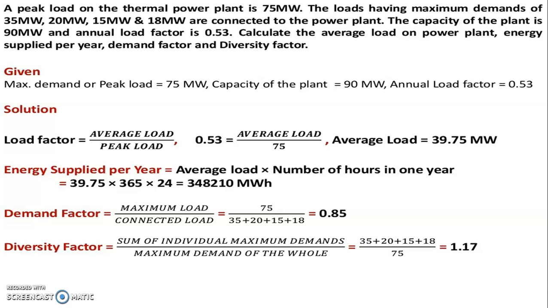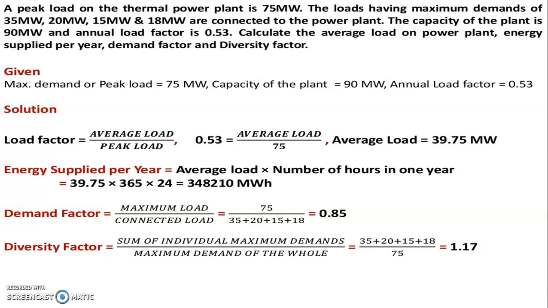First, what they have given: maximum demand or peak load is equal to 75 megawatt. Then the capacity of the plant is 90 megawatt. Annual load factor is 0.53, which are all given in the data. Then first of all we have to calculate the load factor. Load factor is nothing but average load to peak load. So here they have given the load factor and peak load. Through this we can calculate the average load. So average load is 39.75 megawatt.